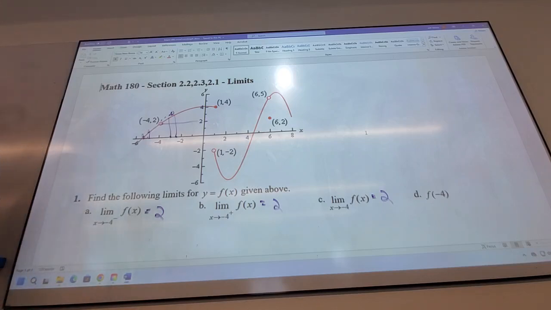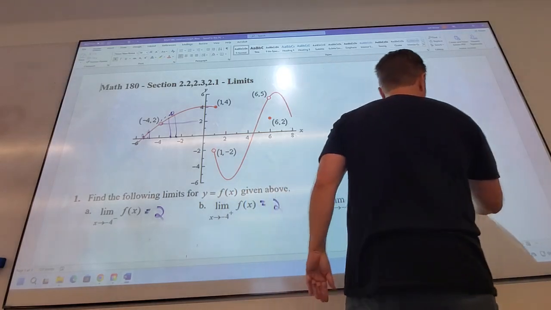But what is f at -4? Undefined. So the limit has no idea what's happening at -4. The only thing the limit cares about is what's happening near -4, while the function's value at -4 is undefined.